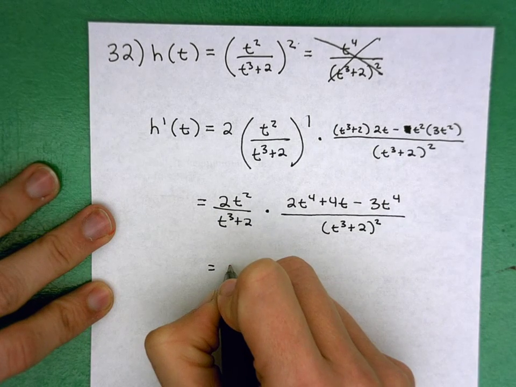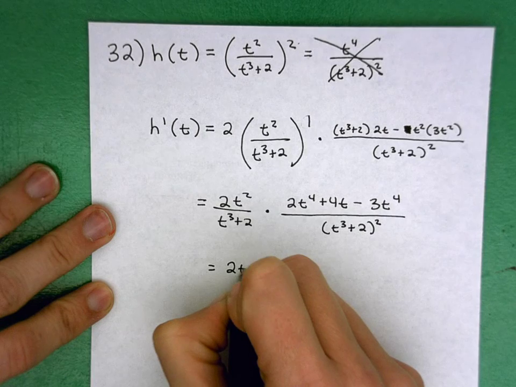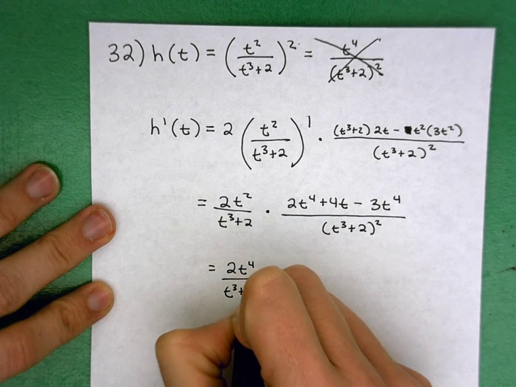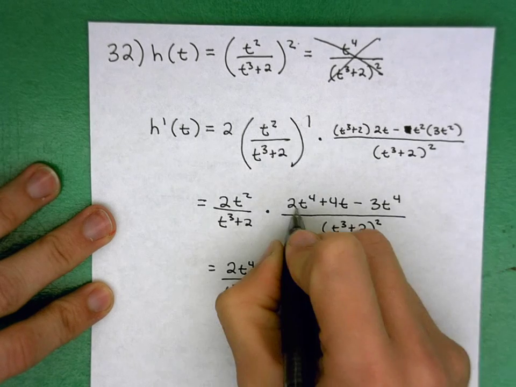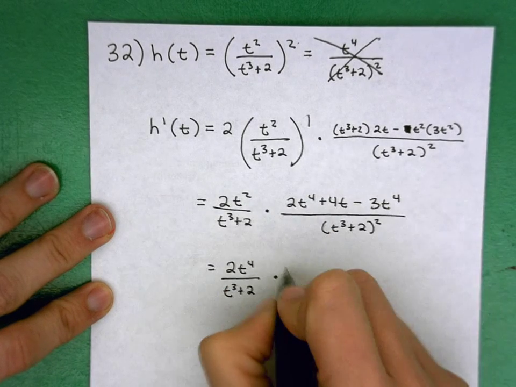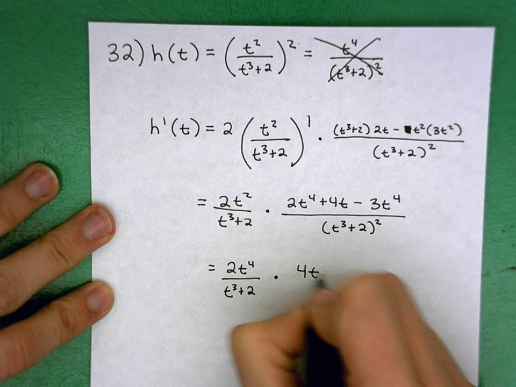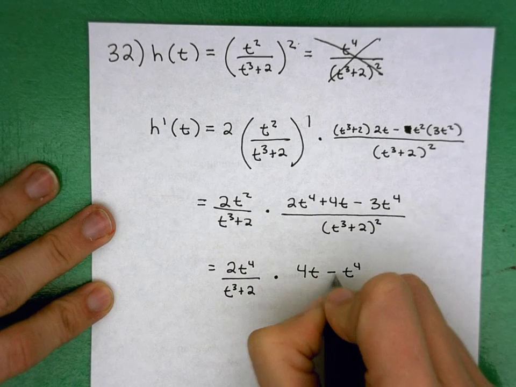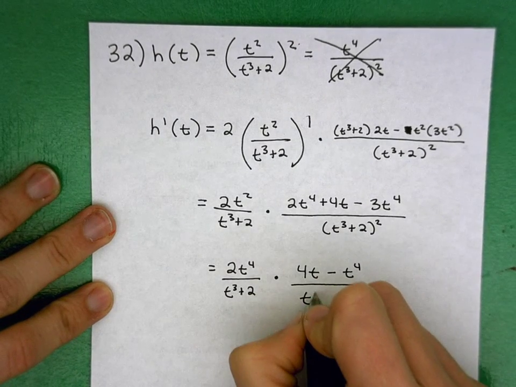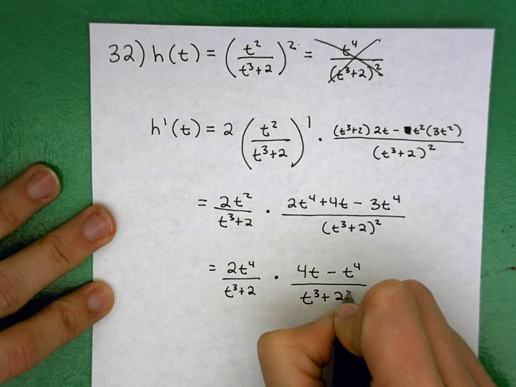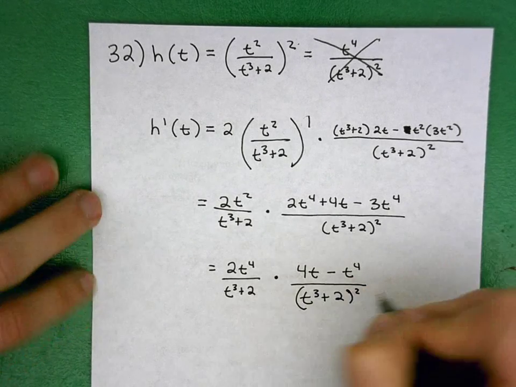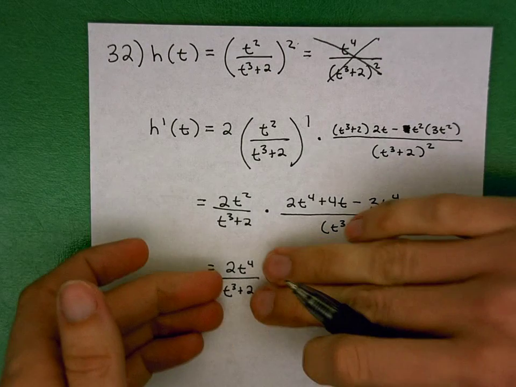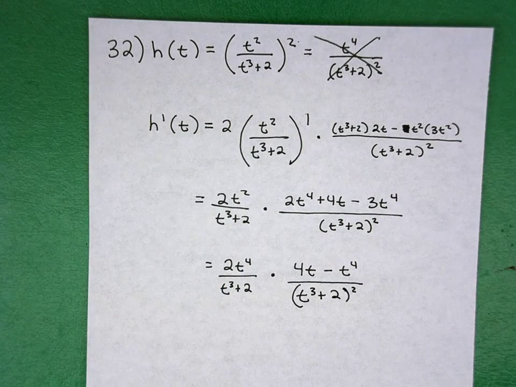Okay. So I still have that 2t to the 4th over t cubed plus 2. And I see 2t to the 4th minus 3t to the 4th means 4t minus t to the 4th, because 2 minus 3 is negative 1. And again, I'm just going to keep simplifying this second term as far as I can before I combine it to that first term, because this first term looks pretty right now, right? Everything's factored that can possibly be factored.